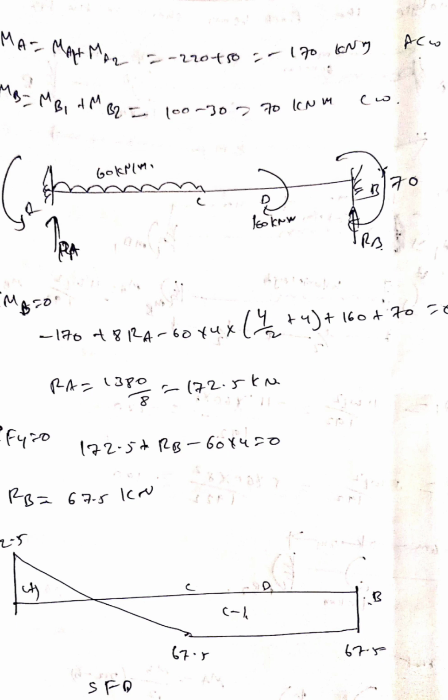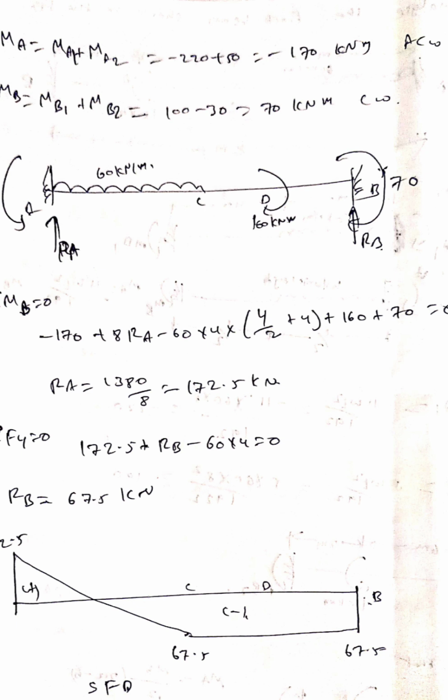The same MA and MB we will show in the figure. You can see in the figure there is a UDL and a moment, and the final end moments MA 170 anti-clockwise, MB 70 clockwise, and reactions. Now to draw the shear force diagram, we need to find the reactions. So applying the equilibrium equations sigma Fy equal to 0 and sigma moment about B equal to 0, we can find RA and RB. RA we will get 172.5 kilonewton when we apply sigma moment about B equal to 0.